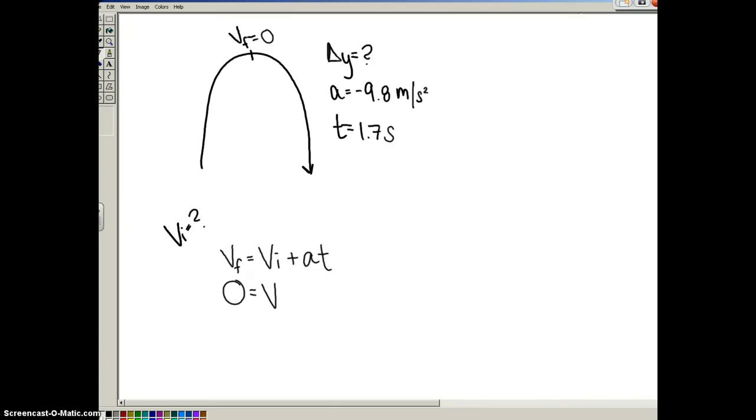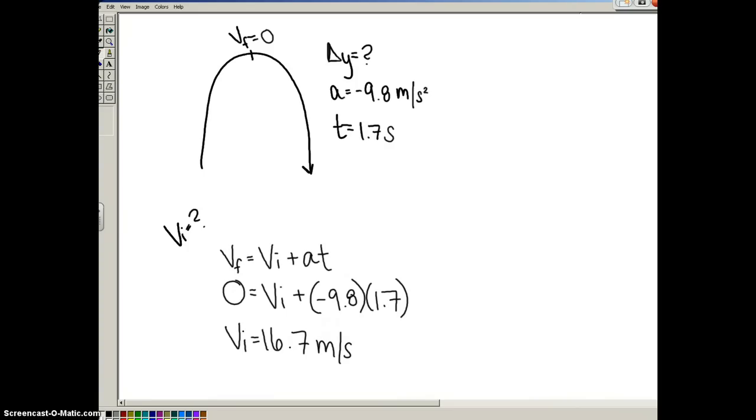So we have a vf of 0. The vi is what we're looking for. The a, like we said, is negative 9.8, with a time of 1.7. We do a little bit of algebra here, isolating the vi, moving the variables around. We will get a vi of 16.7 meters per second, meaning that that was the speed in which the rock was thrown into the air.